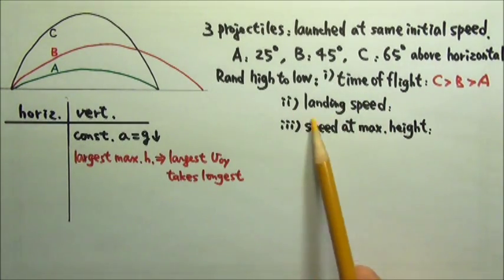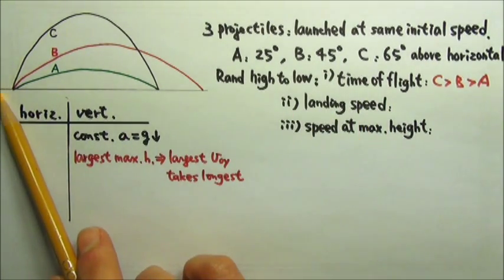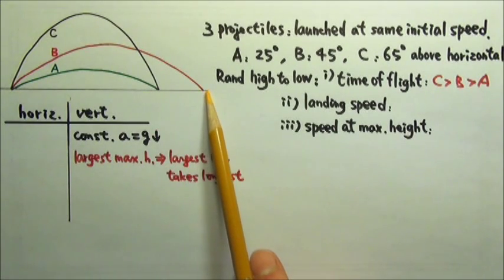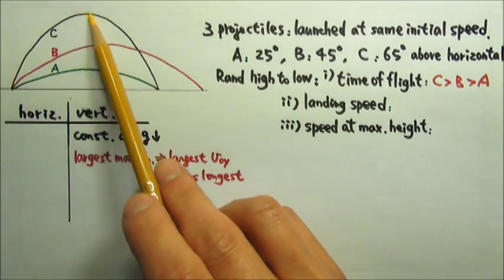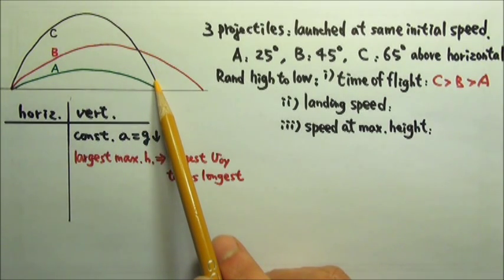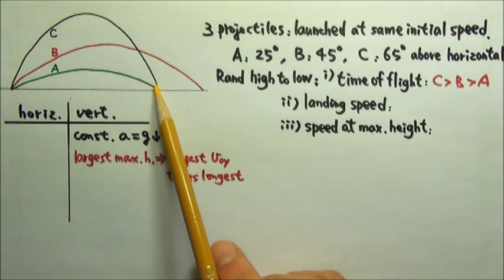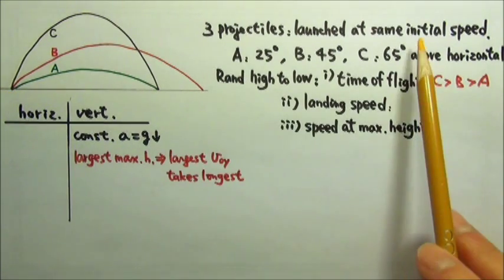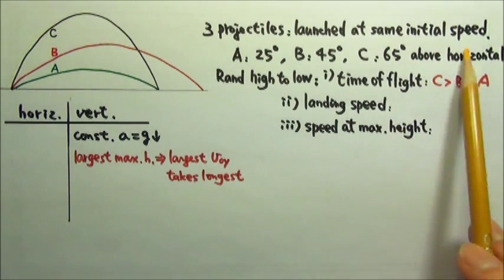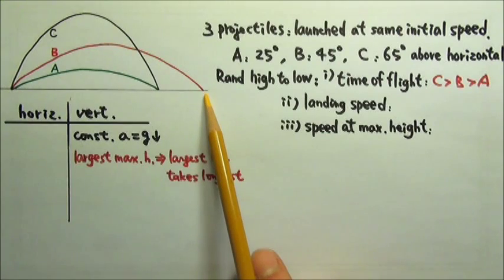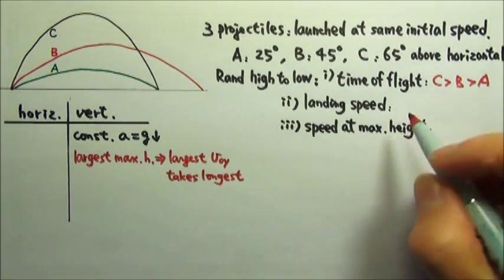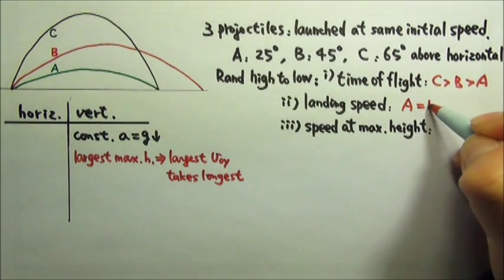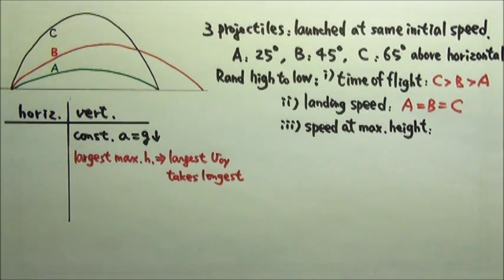As for the landing speed, all three projectiles land at the same height as the initial height. So for each projectile, the upward trip and the downward trip are symmetric. The landing speed equals the launch speed. Since they all start with the same initial speed, they would all land at the same speed. So this one is A equals B equals C.